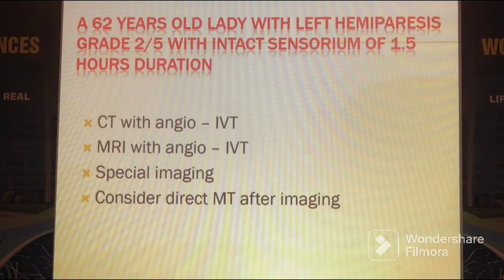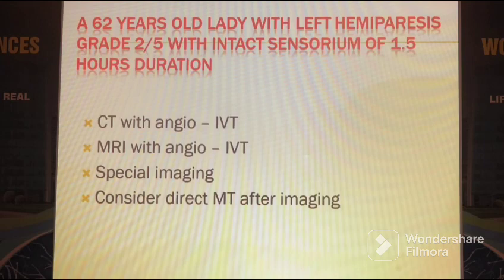So historically, it doesn't look like a large vessel occlusion, maybe a subcortical stroke. So you have the option of CT with angio, then offer IVT, or MRI with angio. Obviously, you will run through the labs and checklist to find out the eligibility, then the option of special imaging and consider direct MT after imaging. So this is a classical case where we will prefer CT-based IV thrombolysis. Do CT with angio. Even if you find a large vessel occlusion, do IVT, and then you alert your MT team also that you are doing IVT, and if the patient doesn't improve, they can consider that.